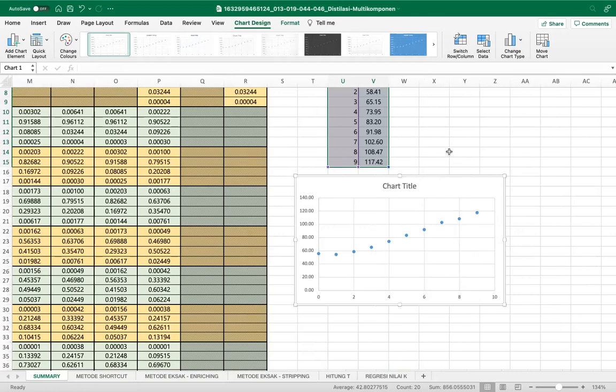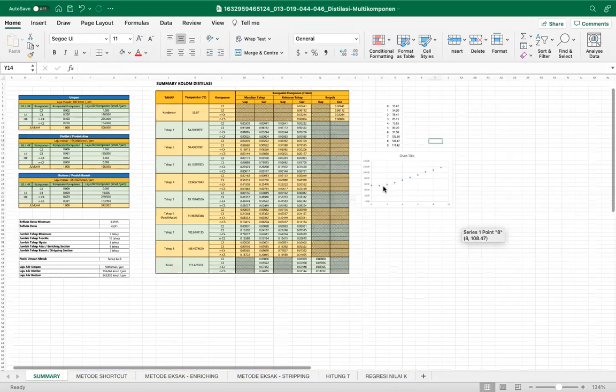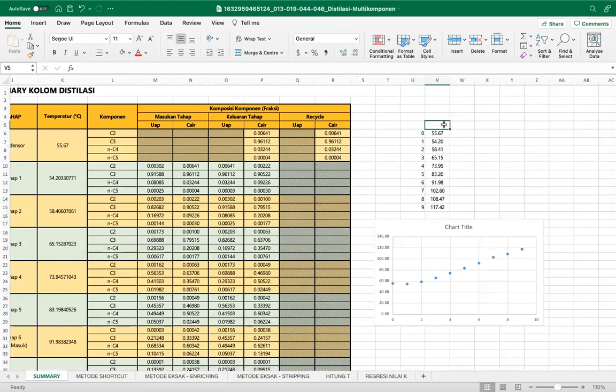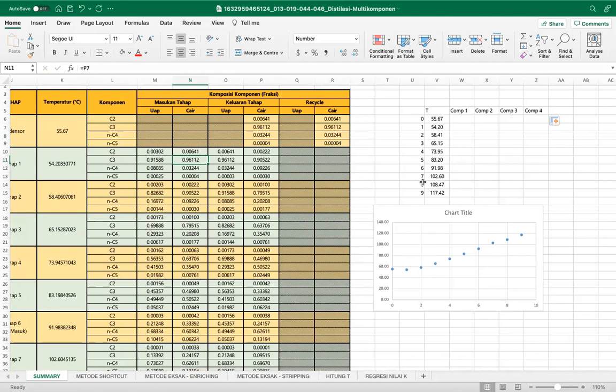Okay, and if you want, you can also make, for example, the temperature, and then also component 1, component 2, and so on, and then component 4, and then you may want to find which one goes to the vapor and which one goes to the liquid, and then you can have the profile and explain what happened there.